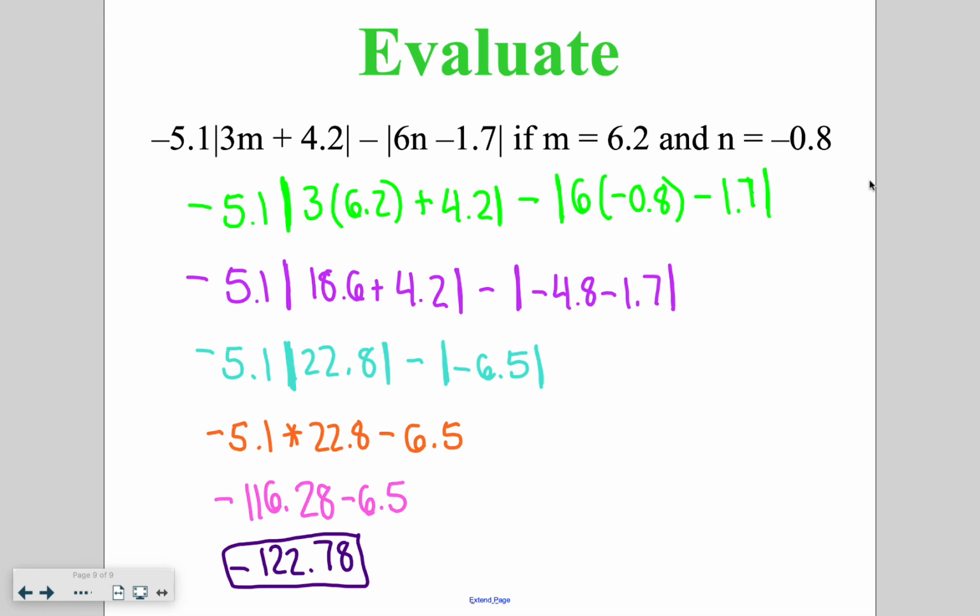Plug in your values, solve inside each absolute value bar, take the absolute value, do the multiplication, followed by the subtraction, and you get a final answer of -122.78.